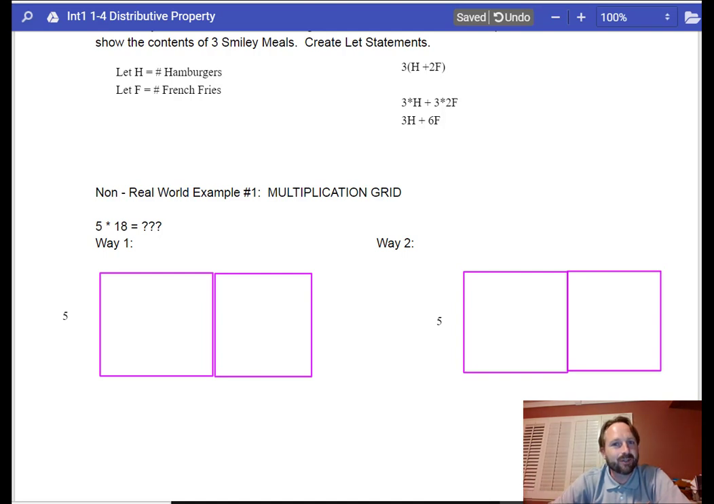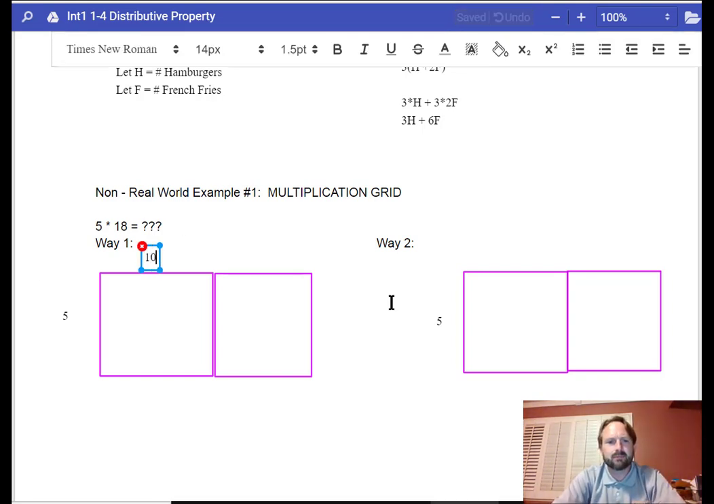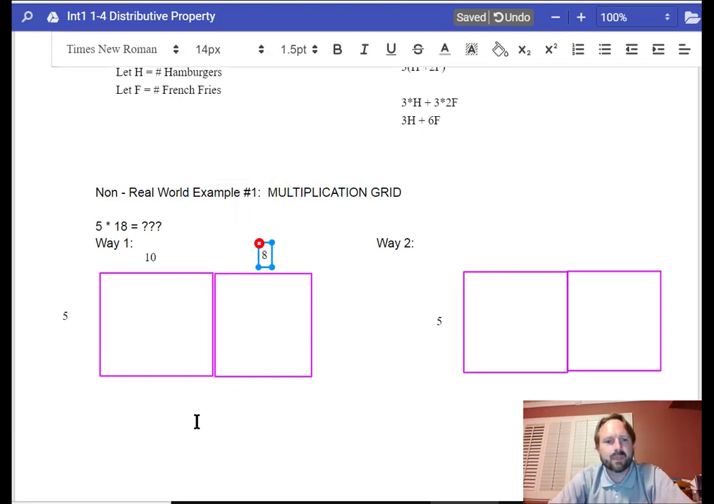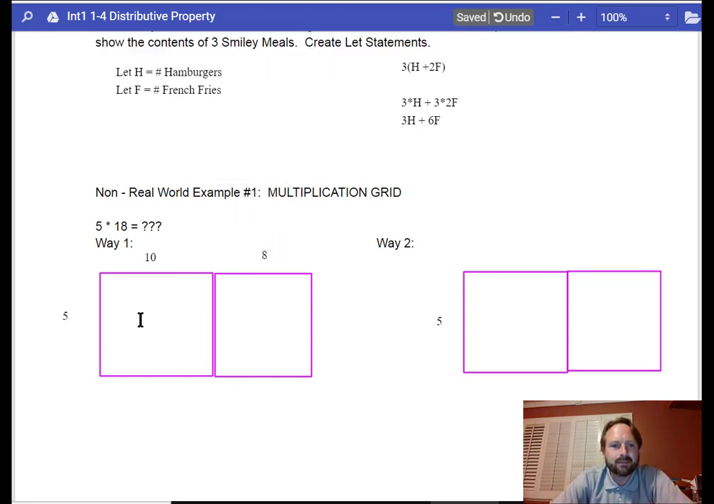I have drawn my boxes out. Now, let's say 5 times 18. That's too hard, Mr. Schultz. Well, how about this? What if I do 5 times 10 and 5 times 8? What do we get? Well, 5 times 10 is 50.